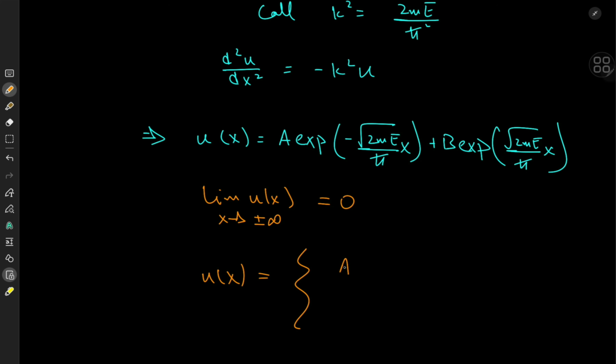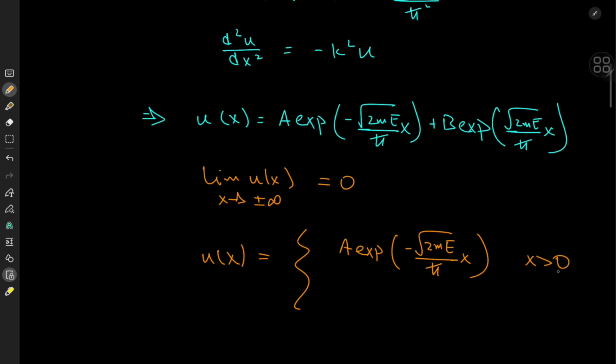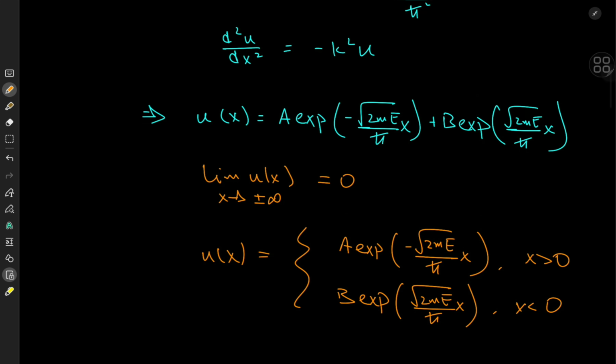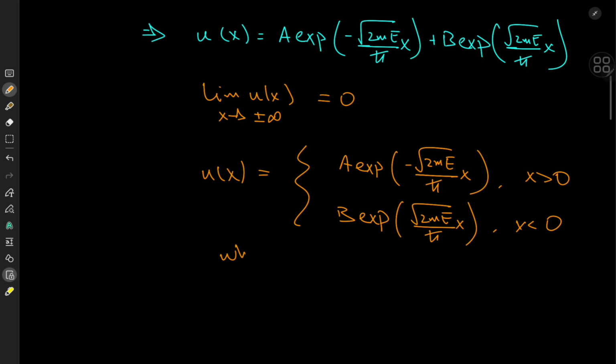So we'll define it as A times exp of negative root 2mE over h bar times x for x being positive, and we'll define it as B times exp of root 2mE over h bar times x for x being negative. And of course, without loss of generality, we can set A equal to B, since the constant is going to be determined by the normalization condition anyway.